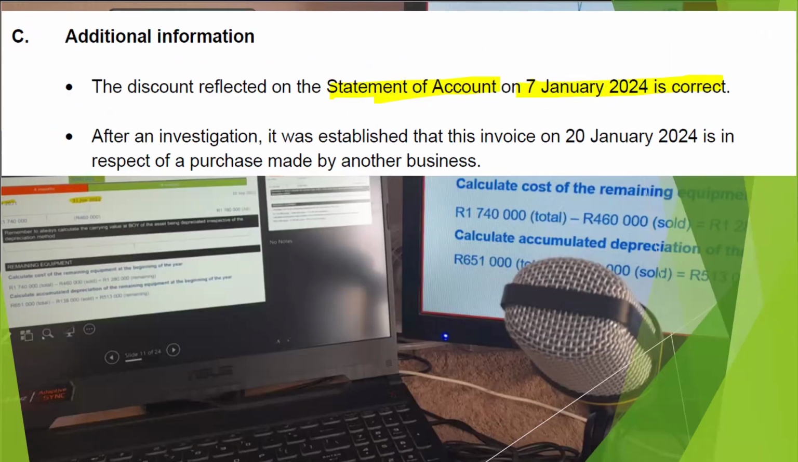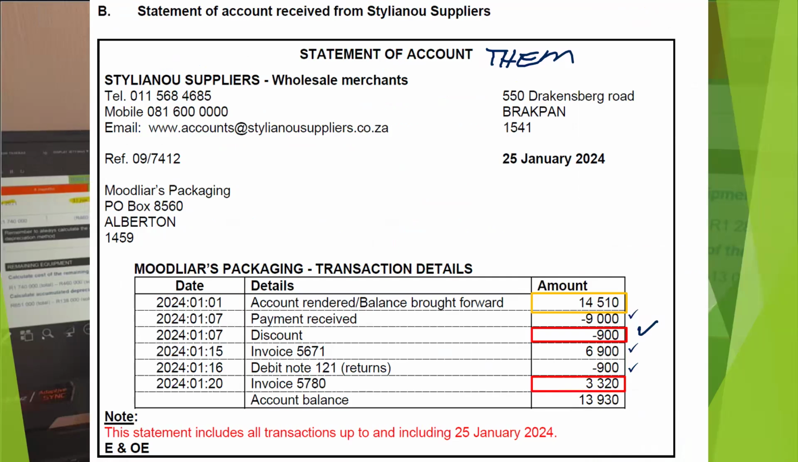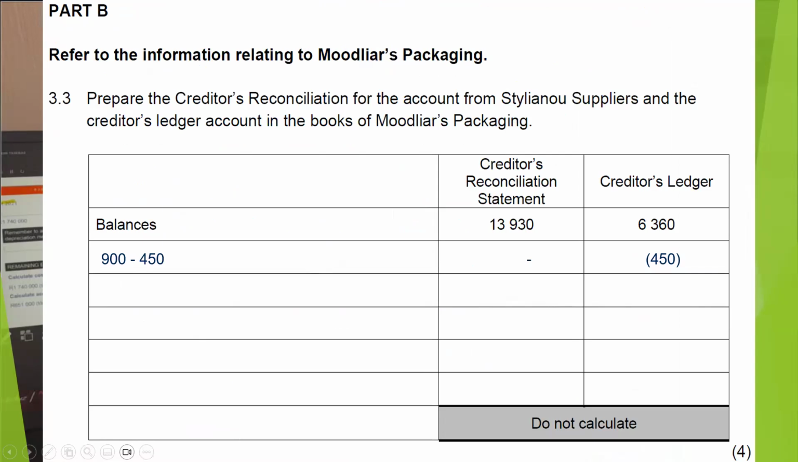After an investigation, it was established that this invoice on 20 January 2024 is in respect of a purchase made by another business. So that invoice that they're talking about is this one here. So it's not ours. That means the problem is them. They need to fix it. They added it. So what they need to do is to make sure that they reduce it. And we're going to go to these, and then in the creditors reconciliation, that's where it will be fixed because they are the ones that made the mistake.